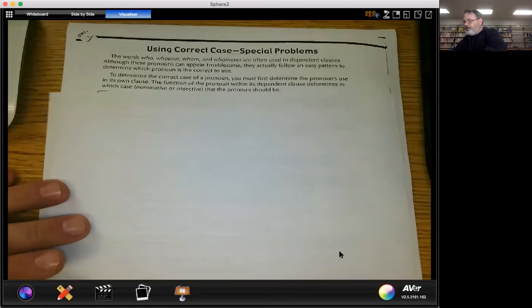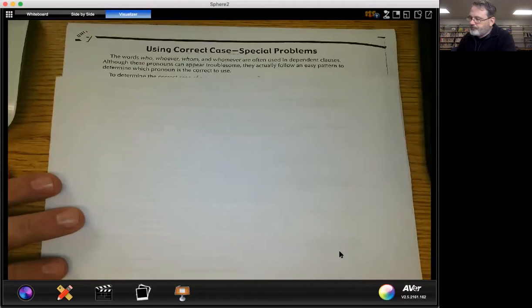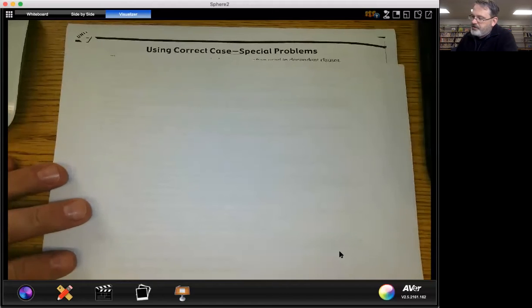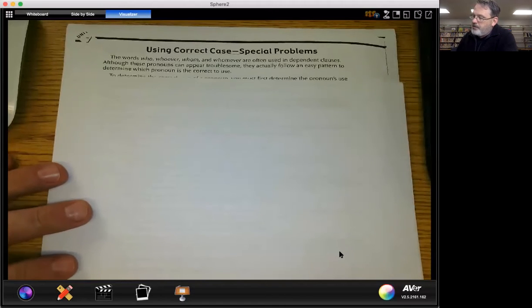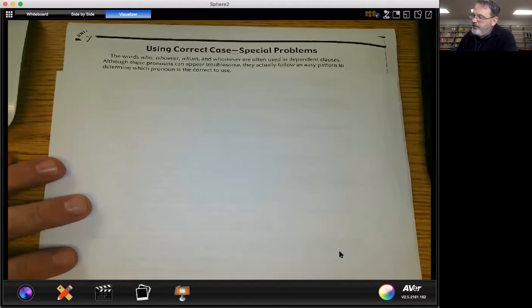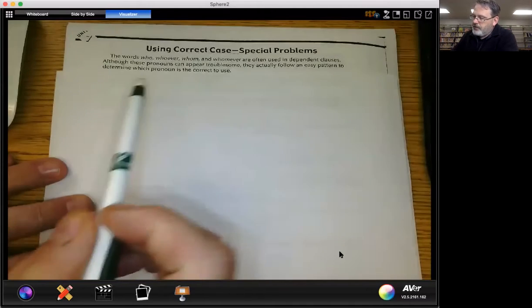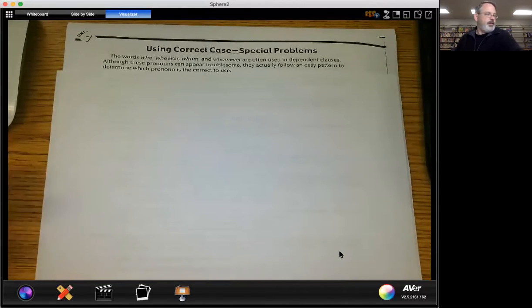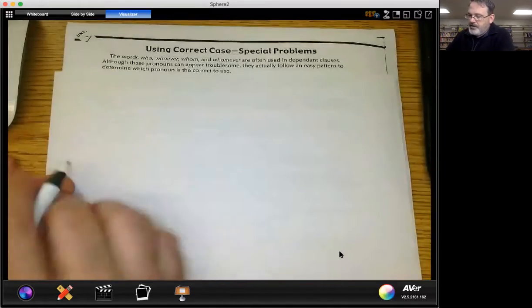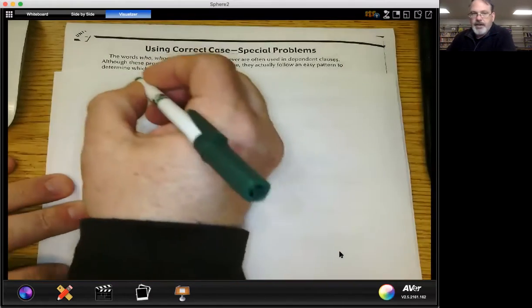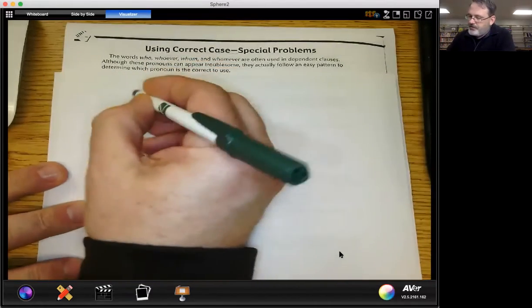This is page 156 in your grammar book. Using correct case, special problems. Particularly, we want to talk about who, whoever, whom, and whomever. Now, if you recall, whenever we looked at our pronoun chart, or we made our list of nominative and objective case pronouns, the list looks like this.